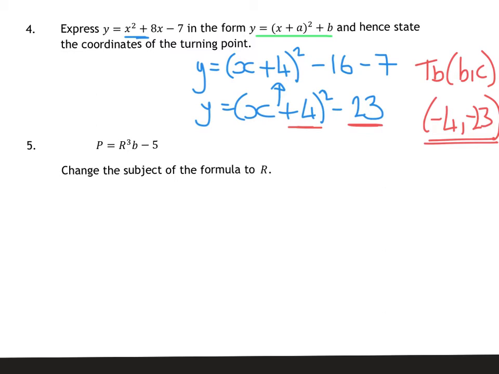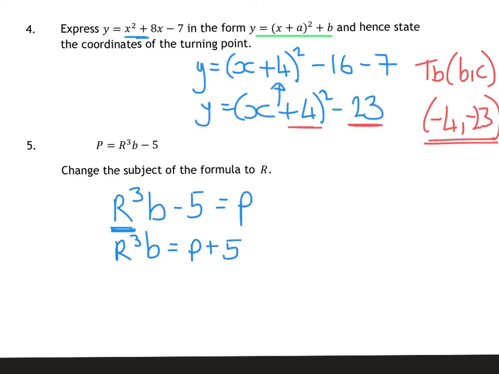To change the subject of the formula to r, some people like to rewrite this first of all in this form and put the p over the other side. To change the subject, our aim is to get this capital R on its own. So we need to deal with 3 things: the cubed, the b and the 5. Always deal with the thing that's not attached first, which is the minus 5. The opposite of taking away 5 is adding 5. So that becomes p plus 5 on the right hand side.